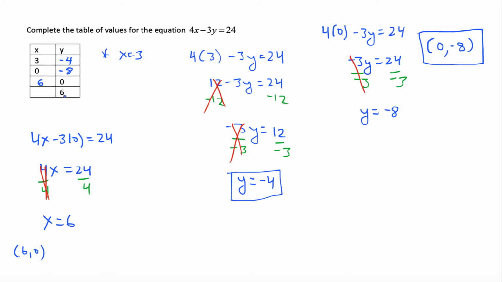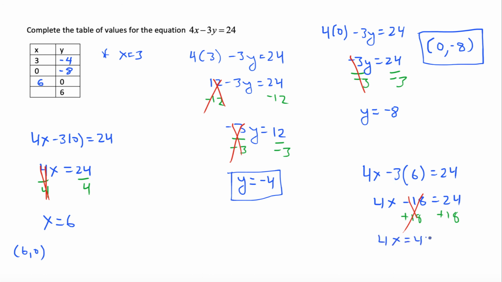Lastly, y is equal to 6. So I'll do that in this space here. 4x minus 3 times y, but in the space of y, I'm going to plug in the value of 6 there. 3 times 6 is 18. Now I do want to solve this for x, so I'm going to have to add 18 to both sides. That cancels out the 18s on the left, so we get 4x equals 42.